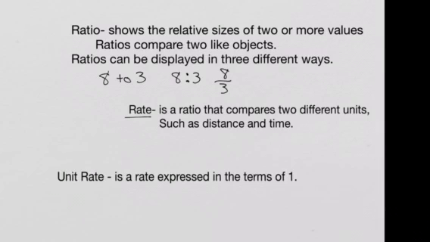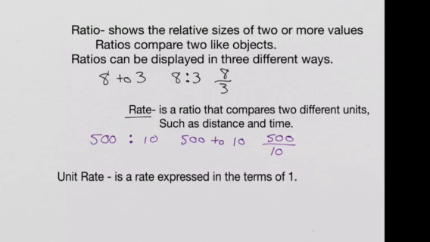Now rate is a ratio that compares two different units, such as distance and time is one of the most commonly used ones. So I could say I drove for 500 miles, and that took me 10 hours. So when I write that rate, 500:10, 500 to 10, or 500/10.